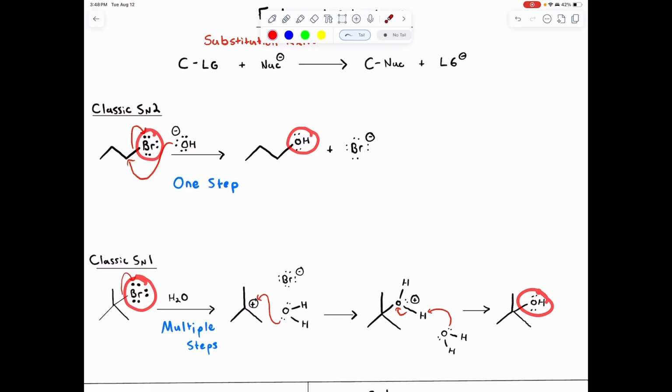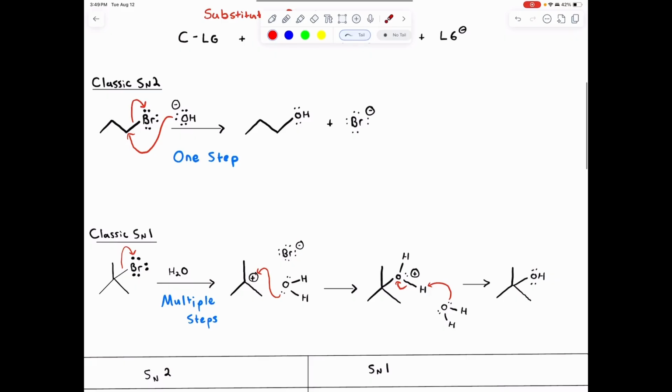In these two examples, SN1 and SN2 have the same net result. But what I want you to notice is that outside of that same net result, they go about getting that result completely differently. SN2 is efficient, you get that net result quickly. SN1 is not as efficient, you get that net result a little more slowly.